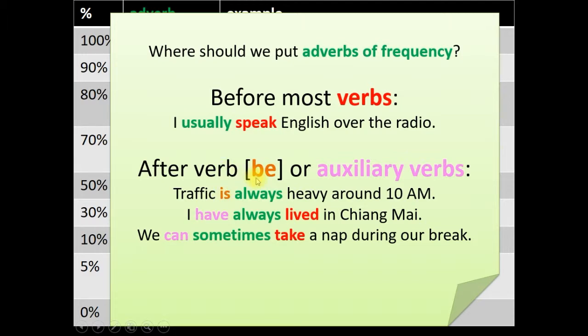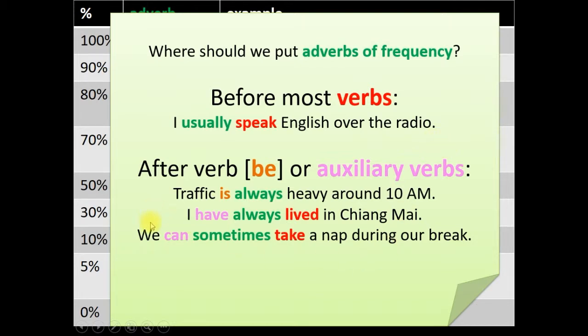Also, we put these adverbs of frequency after auxiliary verbs. So for example, I have always lived in Chiang Mai. What's the verb? Well, actually we have two verbs. Have lived. That's our present perfect tense. So notice here that the adverb of frequency goes after the first auxiliary verb.